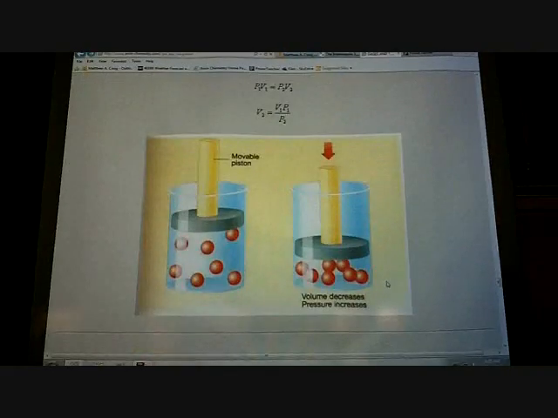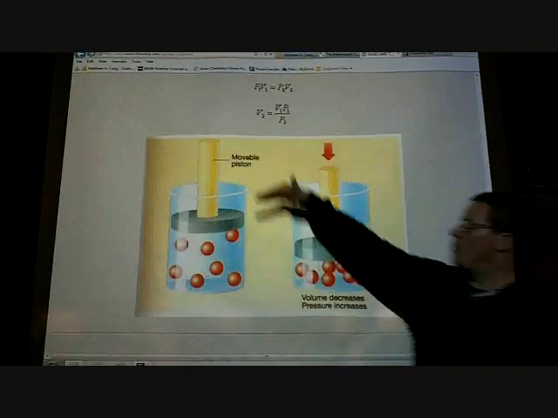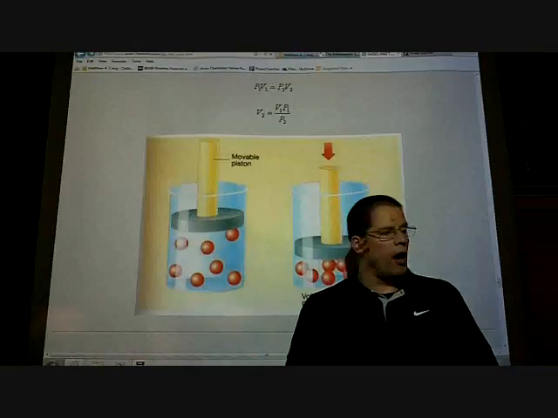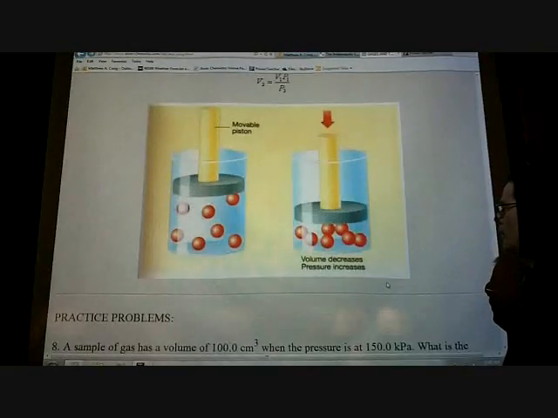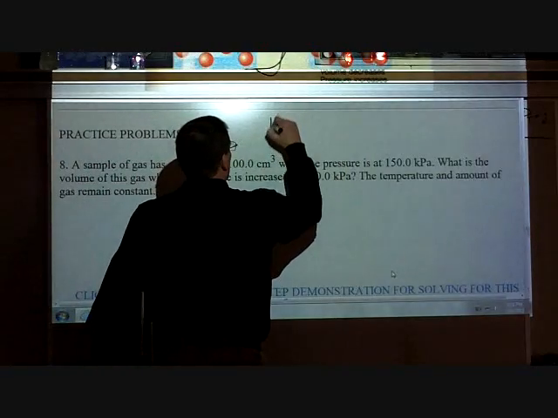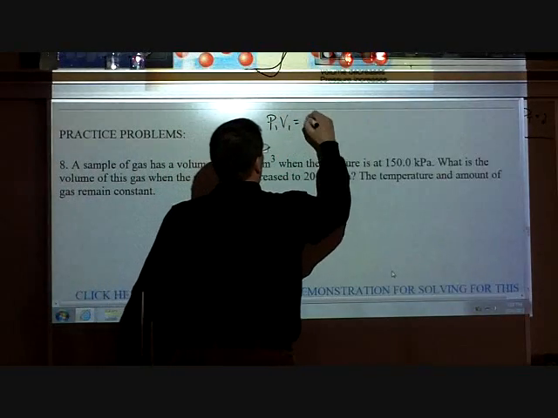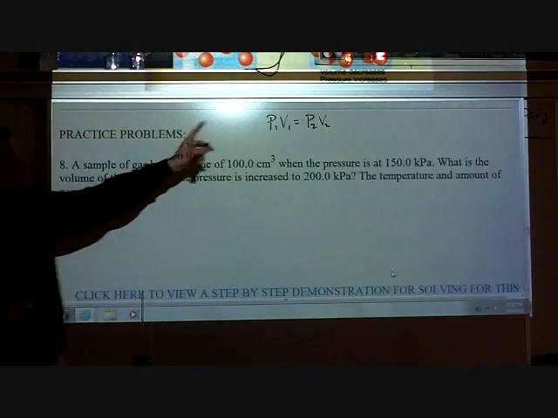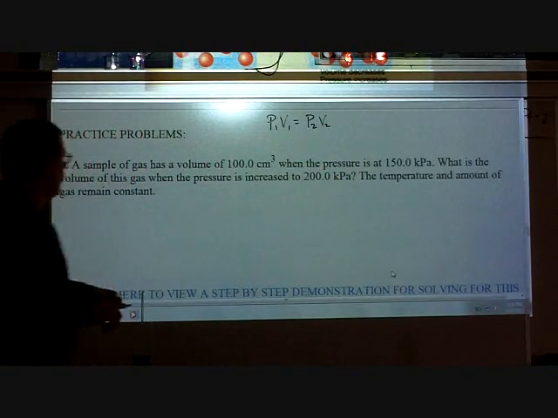And then I have another picture here showing how as the piston gets smaller, the volume gets smaller, and those particles are able to collide more often. The equation, we already talked about it, so it's P1 V1 is equal to P2 V2. So initial pressure times initial volume is equal to the final pressure times the final volume.